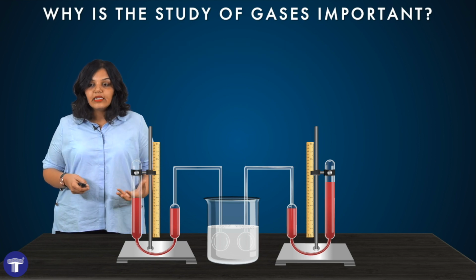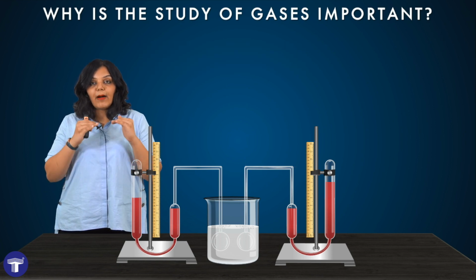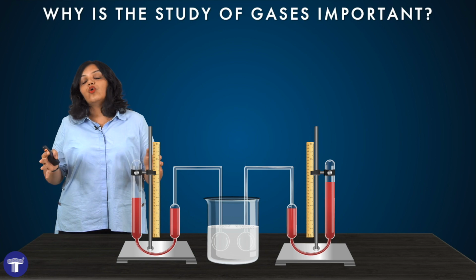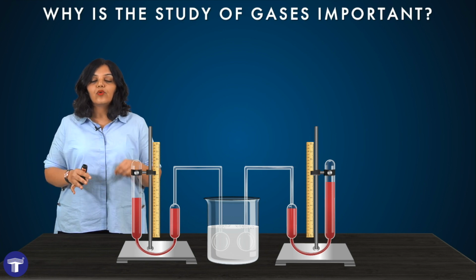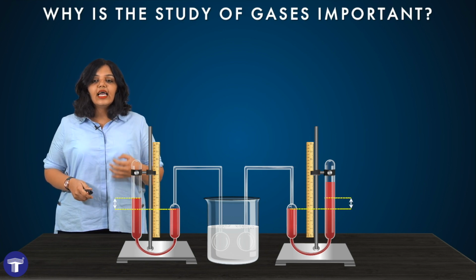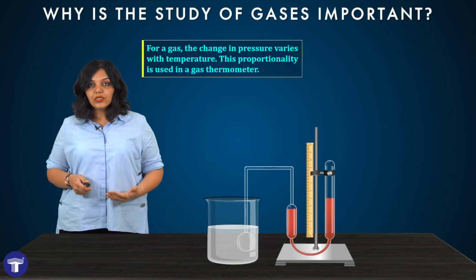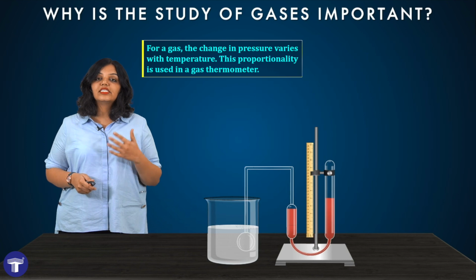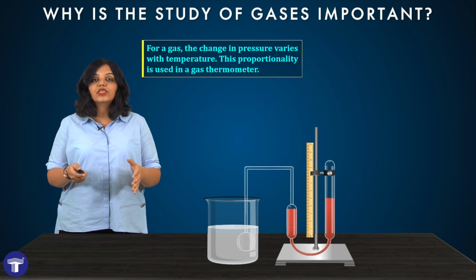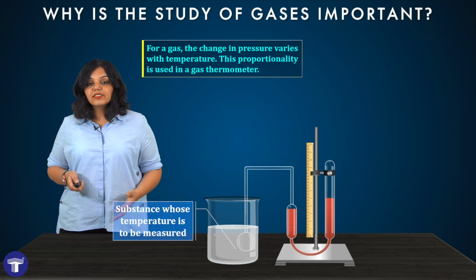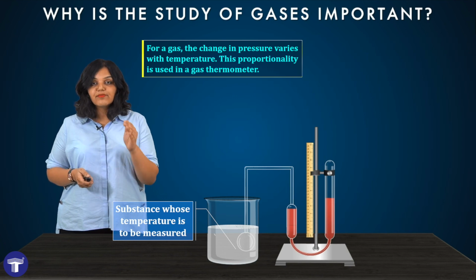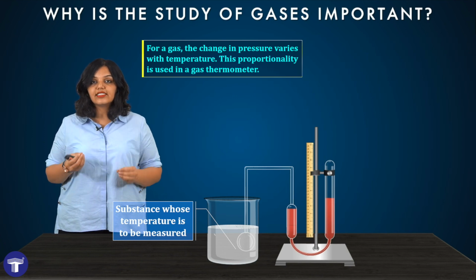And this is what I mean by the fact that overall at the bulk level, most gases show a uniform behavior or nature when it comes to similar properties. And in fact, in a gas thermometer, we were using the property that a change in pressure of a gas is caused with temperature. For example, here you have a gas thermometer and the substance whose temperature is to be measured is placed in contact with the bulb of the gas thermometer.